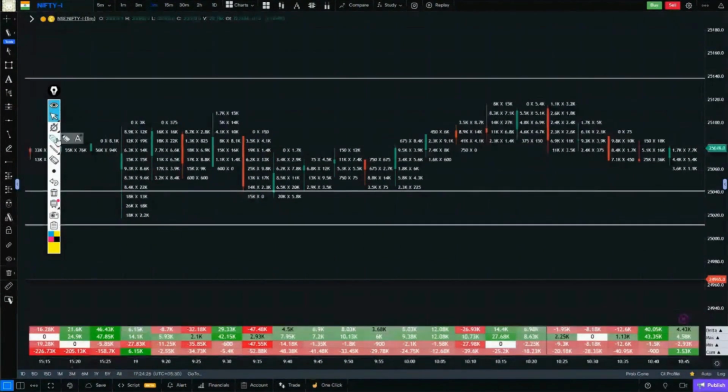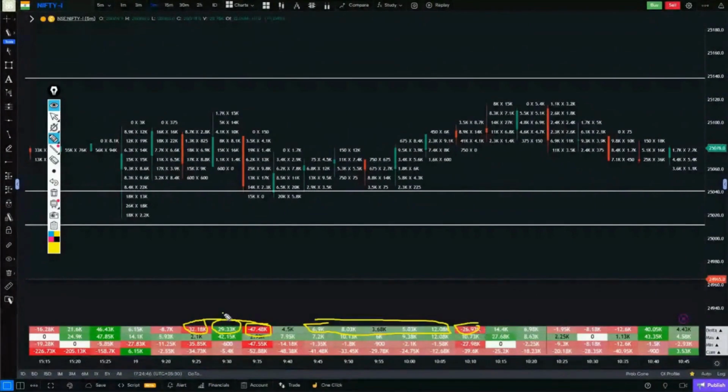This will help us in reading the footprint like this. Look at this candle. Delta of 47,000, delta of 29,000, delta of 32,000, and then look at these candles. Only 6,000, 8,000, 3,000, 5,000, 12,000. Okay, again, a delta of 26,000.